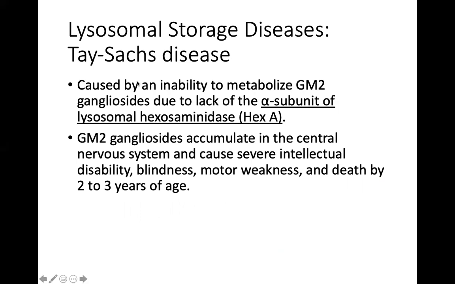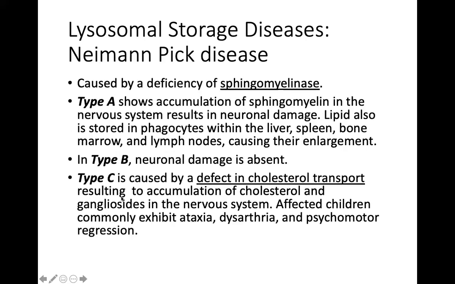So as I have mentioned, ito yung example natin kanina, di ba, ng frameshift mutation, no? So this is caused by the inability to metabolize GM2 gangliosides due to lack of the alpha subunit of lysosomal hexosaminidase or HexA. Expectedly, wala tayong hexosaminidase which will degrade your gangliosides. So therefore, the GM2 gangliosides accumulate in the central nervous system and cause severe intellectual disability, blindness, motor weakness, and death by usually around 2 to 3 years of age.